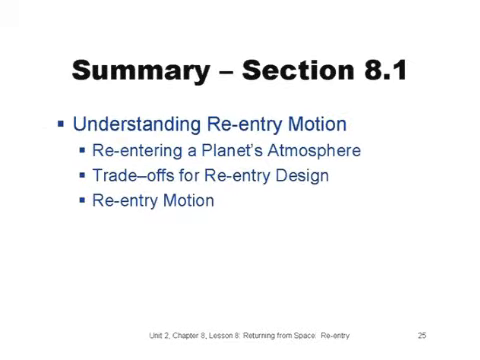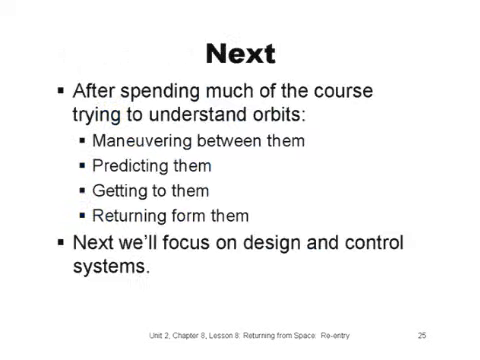We've just learned the basics of re-entry motion. We know about 3 competing requirements for re-entry design: deceleration, heating, and accuracy. We understand the re-entry coordinate system and how a vehicle's ballistic coefficient affects its deceleration. We've spent much of the course trying to understand orbits, maneuvering between them, getting to them, and returning from them. The next phase will focus on space missions and how to develop the hardware needed in orbit to complete them.